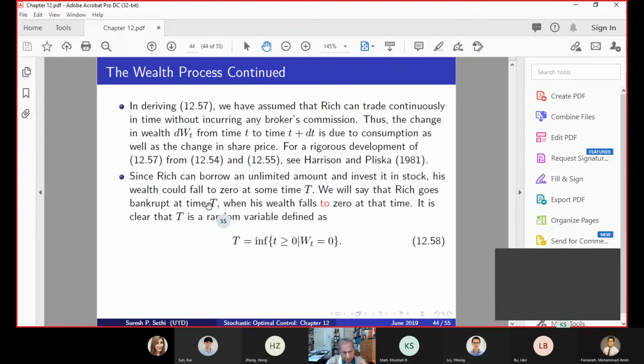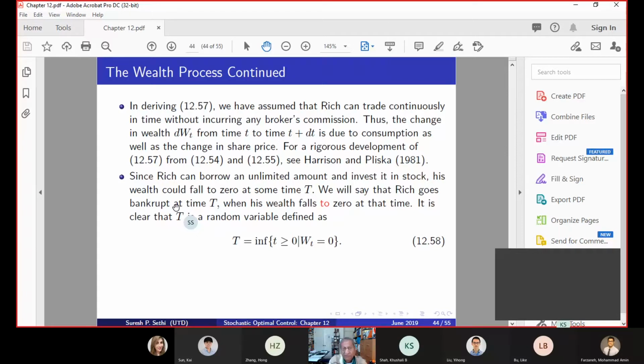Let's continue. Now, the rich investor is trading continuously. This is continuous time. And we assume that there's no broker's commission. So this is the model.